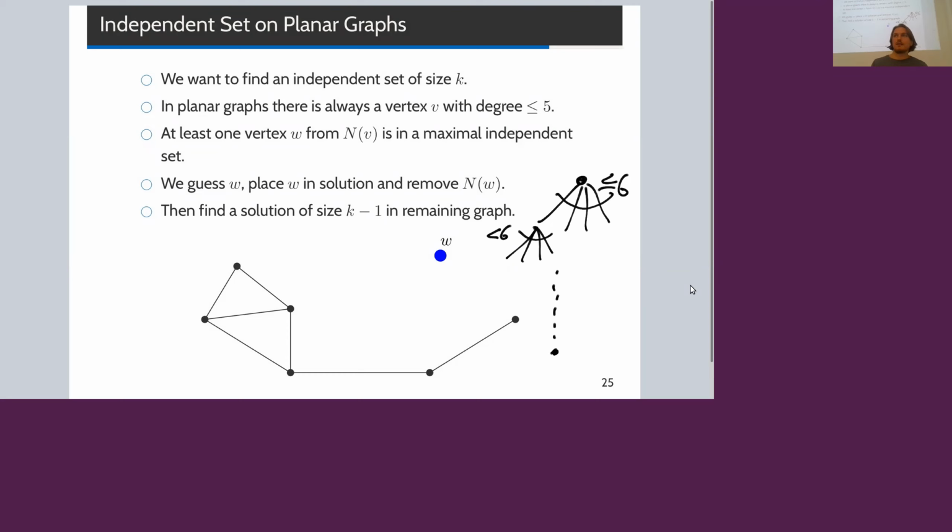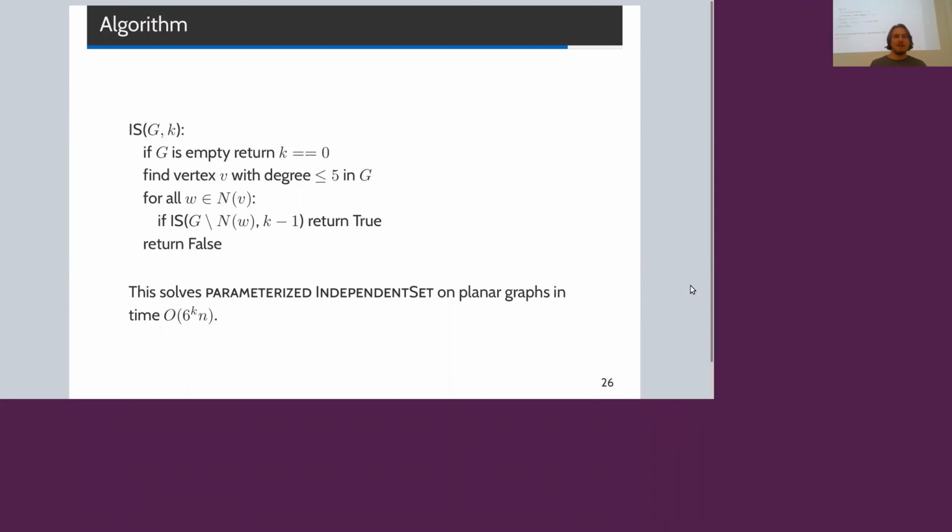Is this clear so far? If you're not familiar with parameterized complexity, this may be a bit too much to take in. What do you guys think so far? Okay, good so far. If anything is unclear at some point, feel free to just jump in.